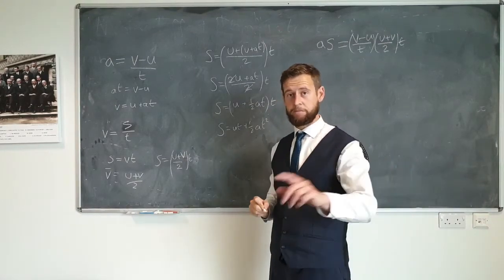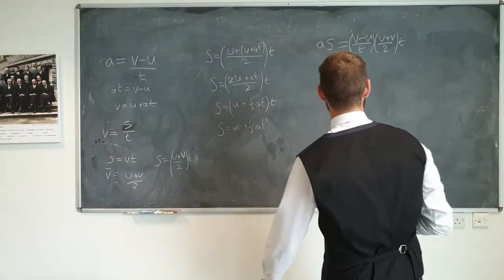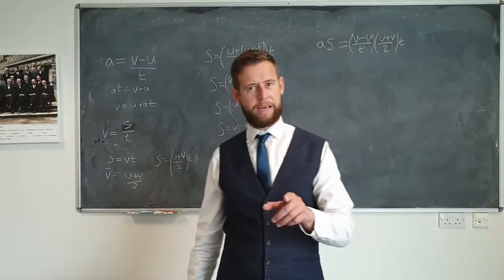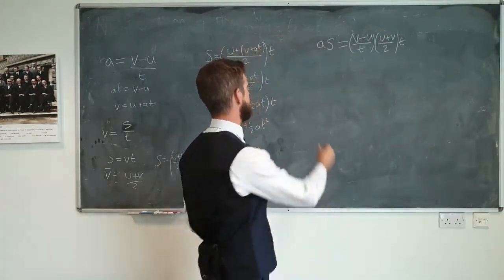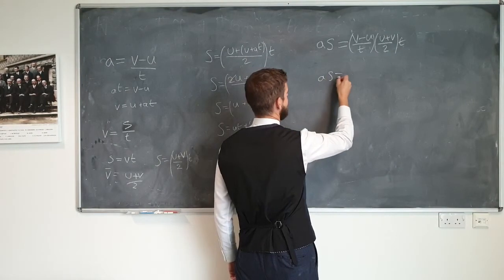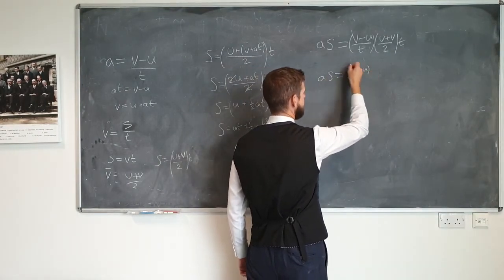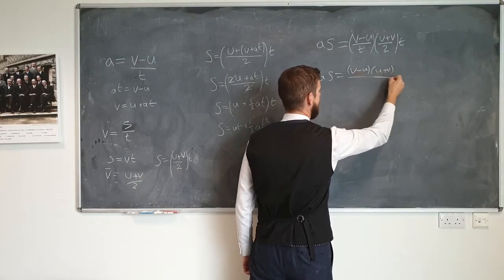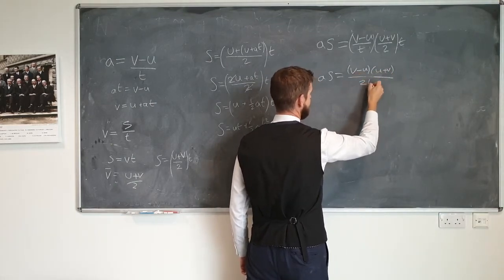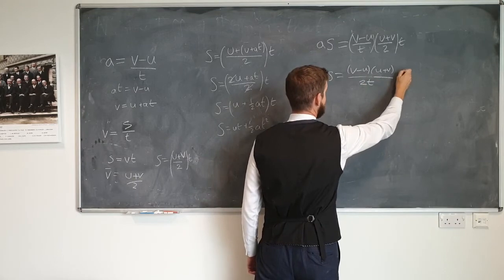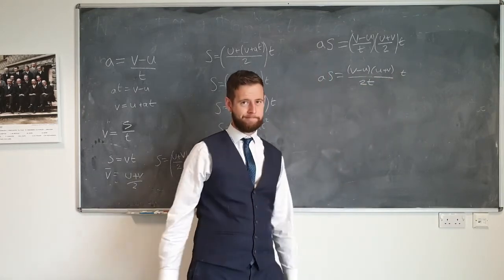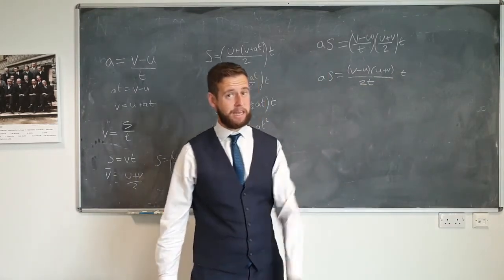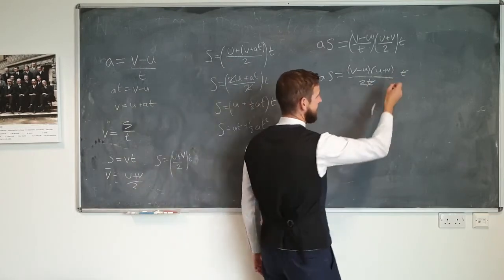So now we have to multiply out the brackets. Well, the first thing I'm going to do is I'm going to collect the denominator, because that seems to be a sensible thing to do. So we have as is v minus u, u plus v, all divided by 2t, multiplied by t. The two t's cancel out, you see, t and t, goodbye.